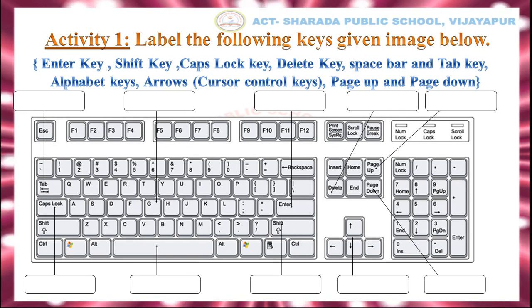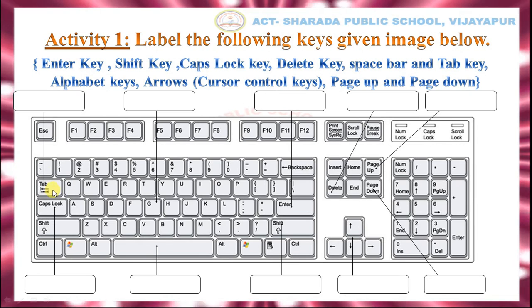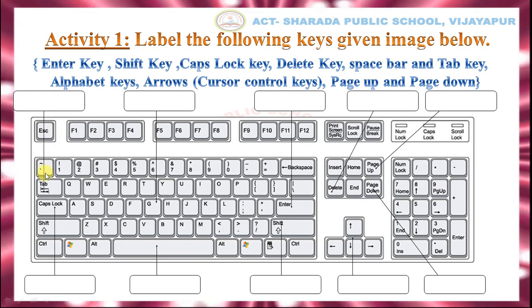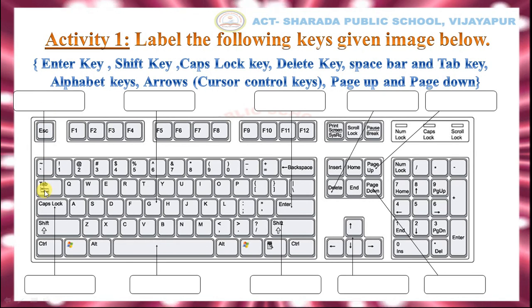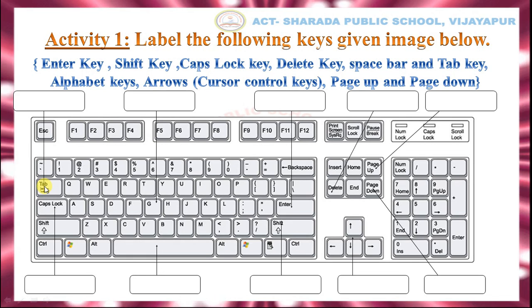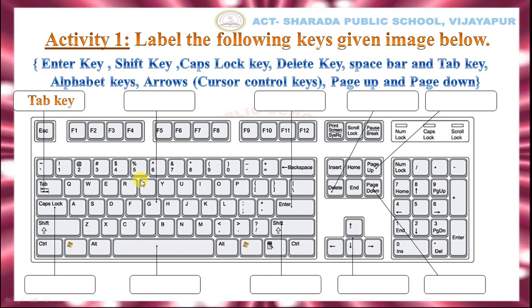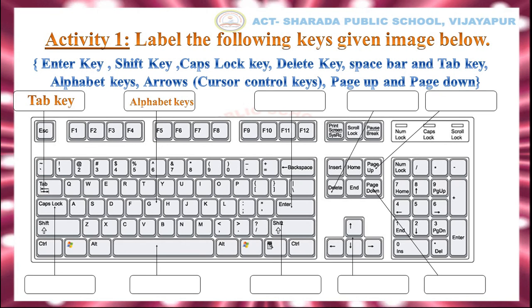Here first box is pointing towards which key? Can you guess, children? Yes, that is Tab key. Then you need to write Tab key. Second one, can you guess, children? Yes, that is alphabet keys. Similarly, you have to identify the different keys and write their names in the given boxes.